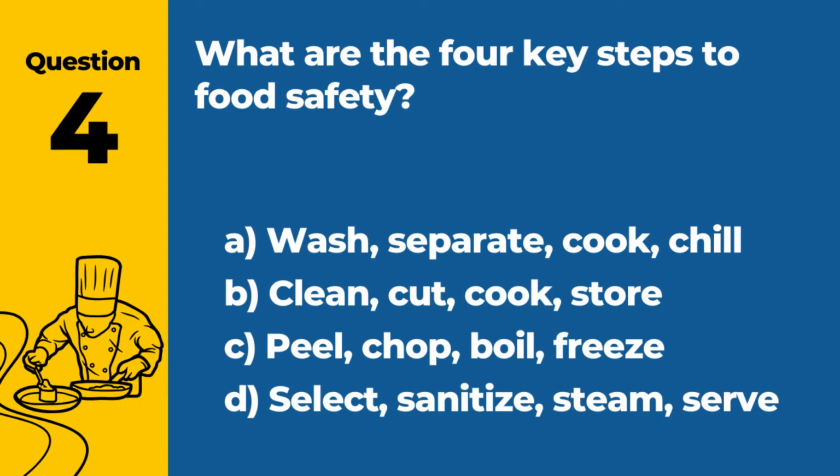Question 4. What are the 4 key steps to food safety? A. Wash, separate, cook, chill. B. Clean, cut, cook, store. C. Peel, chop, boil, freeze. D. Select, sanitize, steam, serve. Answer: A. Wash, separate, cook, chill. The 4 key steps to food safety are wash, separate, cook, and chill.